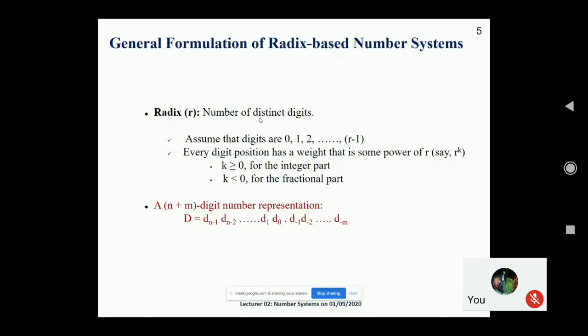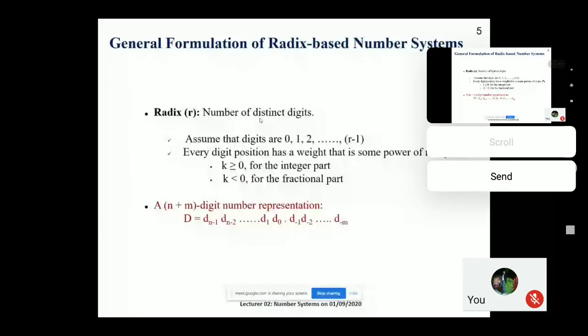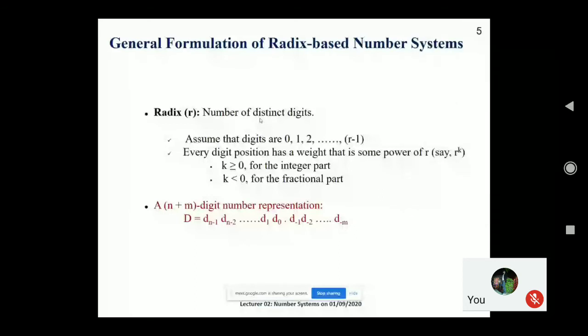So now, any positional weighted number, see here, the representation of numbering system: decimal number, binary number, octal number, hexadecimal number. What happens? Some general formulation is required. Though the representation is different, we are using the same concept. So this is the general formulation for representing the numbering system with radix or base.